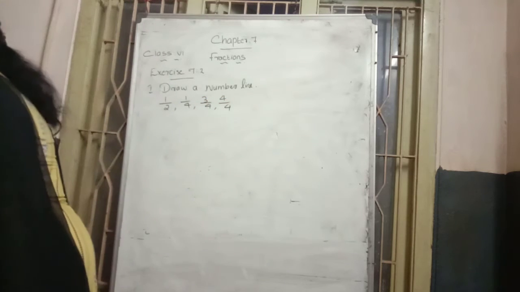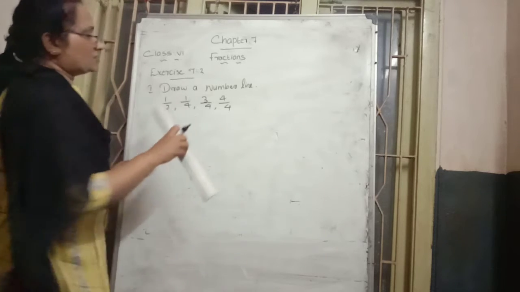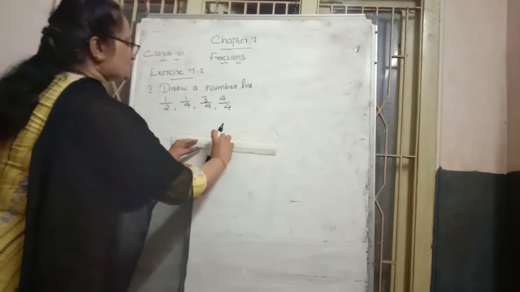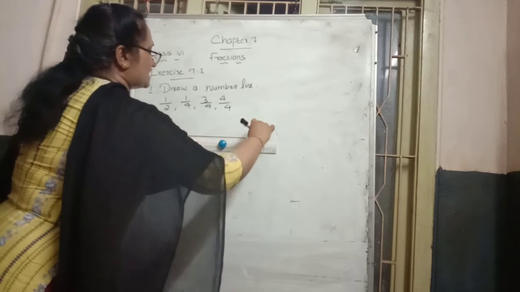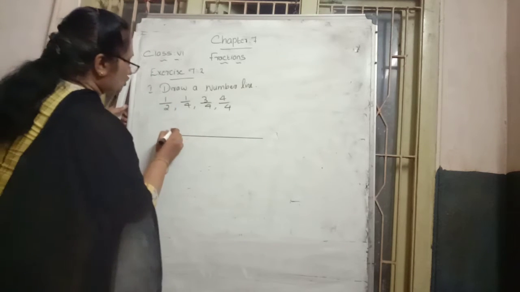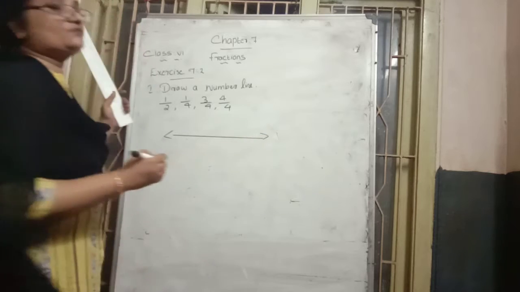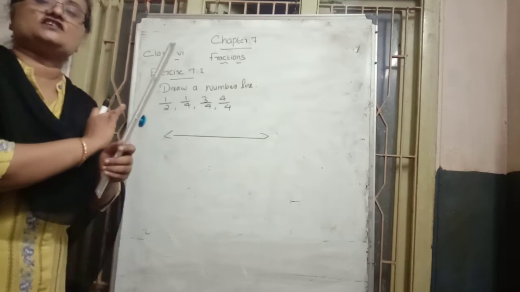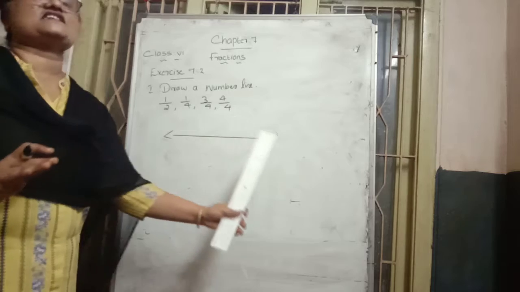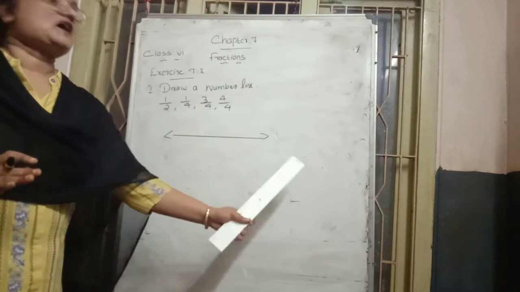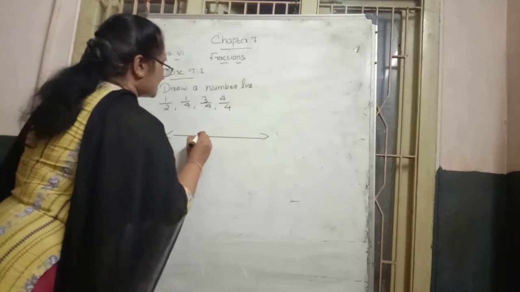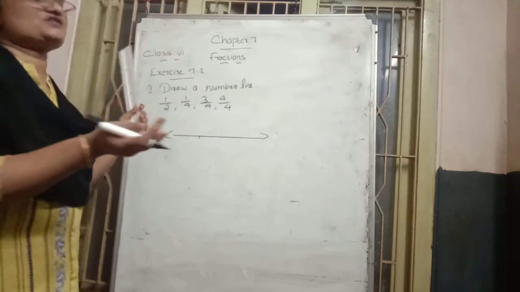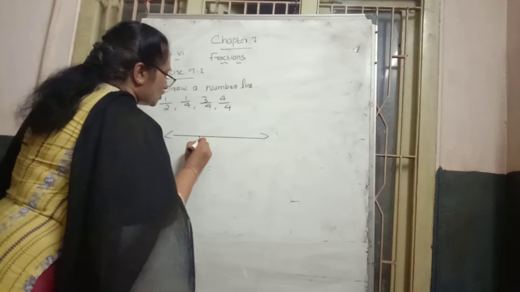How to draw the number line? First, using a scale, draw a somewhat long line. We know that a number line is never ending, that's why we extend both sides using an arrow mark. Somewhere in the middle, mark 0. All the values are positive, that's why we mark 0 here.